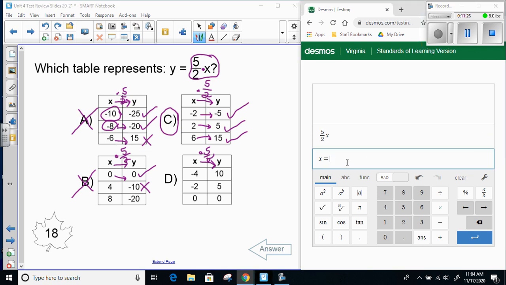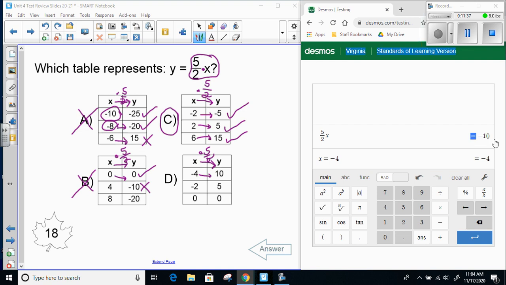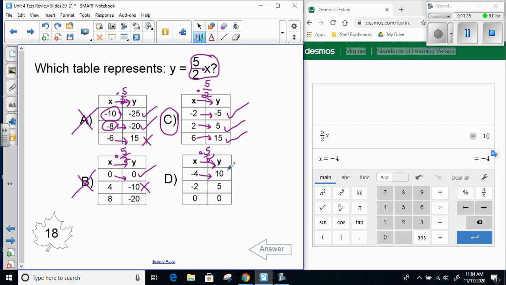If you wanted to make sure that D is incorrect, type in -4 for x. Y is supposed to equal +10 according to the table, but according to Desmos, it should say -10. So because this is not a match, I can for sure eliminate choice D, and I know that I got this answer correct.